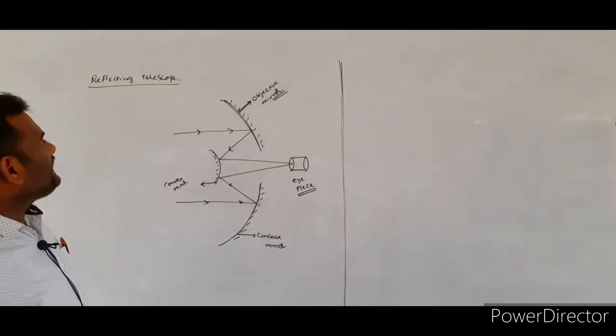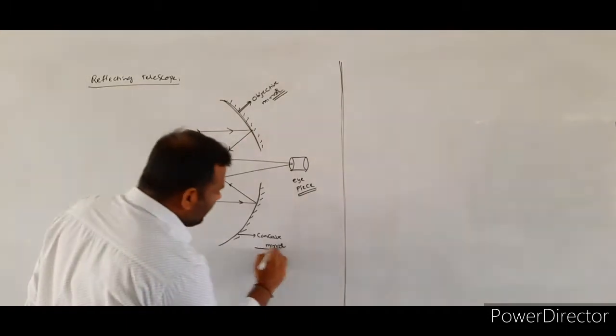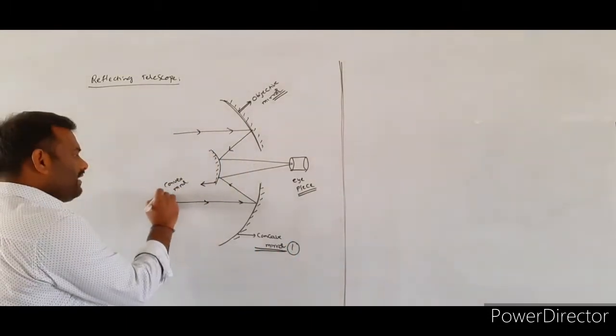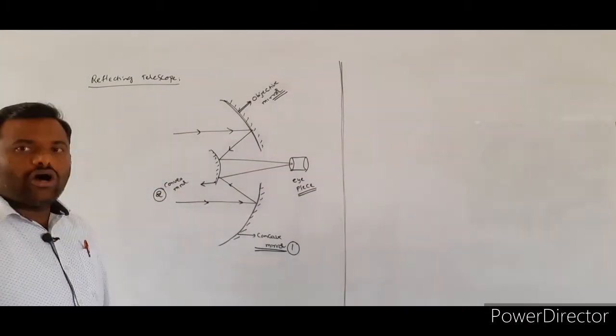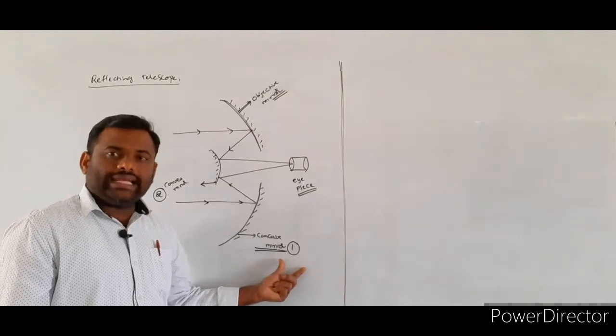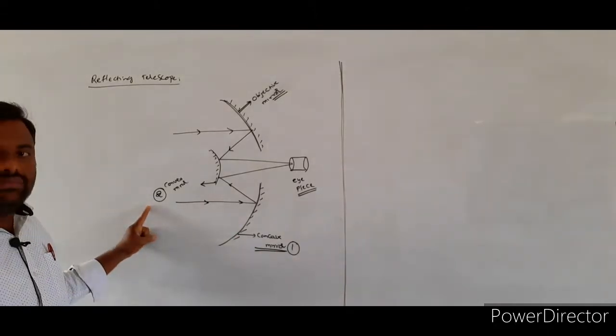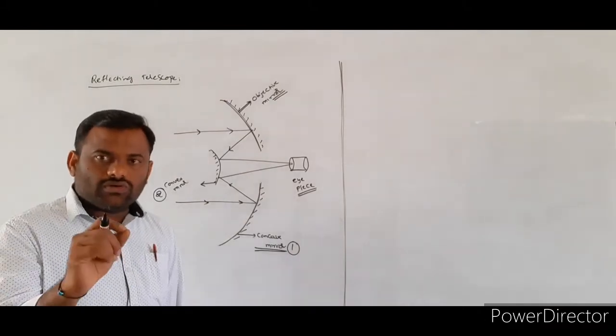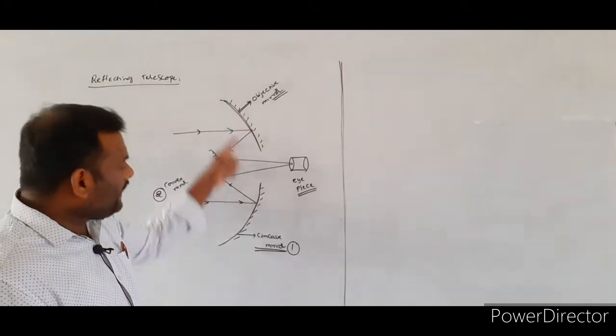In the reflecting telescope we are using two different types of mirror. The first mirror is a concave mirror, and the second mirror is called a convex mirror. How many mirrors are we using here? Two mirrors. The first one is a concave mirror and the second one is a convex mirror. Out of these two mirrors, only one mirror will be facing towards the object. That mirror will be called what?